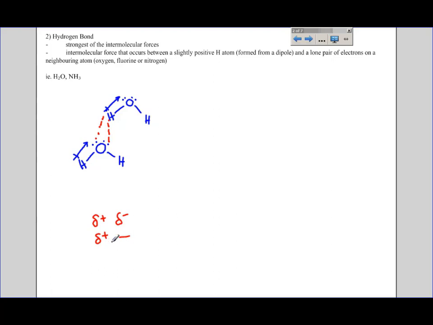Now, when we have hydrogen bonds, not only do we have the possibility of establishing this kind of an intermolecular force, the water molecule is still polar. So it is possible to also have dipole-dipole interactions between these two molecules, which again increases the overall intermolecular force.